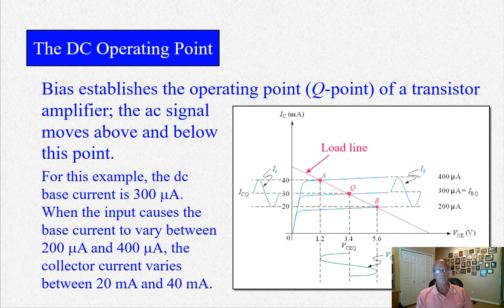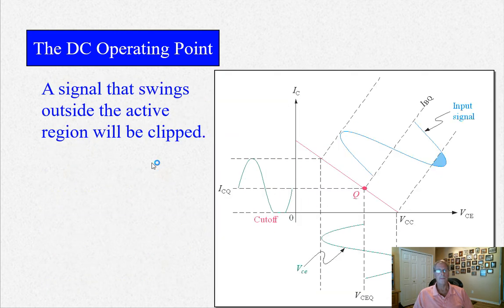Yeah, the base current is 300 microamps. Input causes the base current to vary between 200 and 400. Collector current varies from 20 to 40. Now, if you go too far, in other words, if your base current is too high, what happens is you go beyond cutoff, or, and this doesn't show it here, but you can go beyond saturation too. So in this case, this shows this input signal going up and down. That's your base current. And it goes a little bit too far, so it goes beyond cutoff.